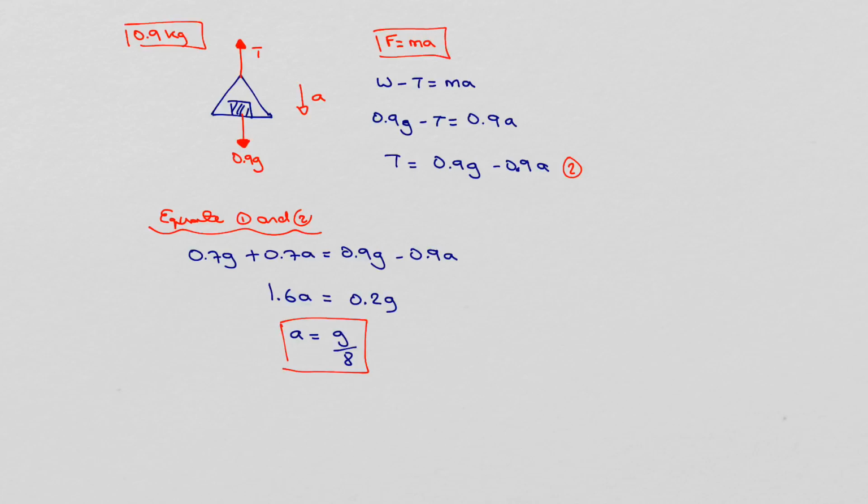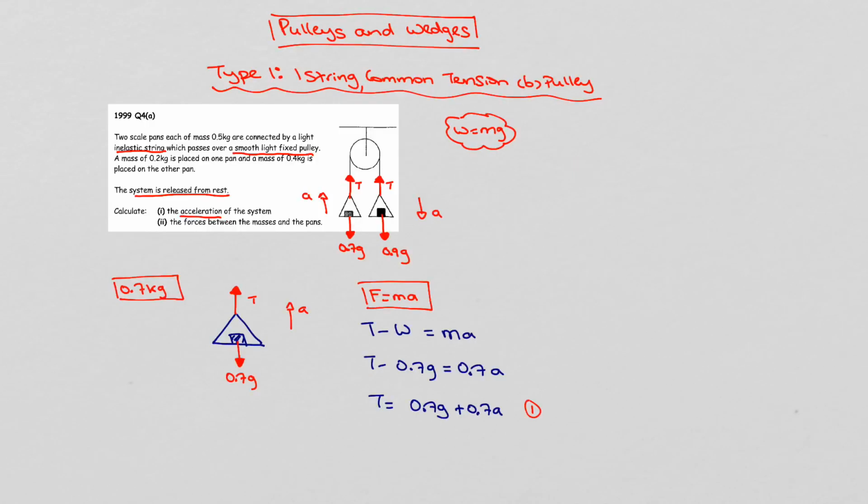Now that's going to allow me to find my tensions, but I don't need to find the tension in this question because I'm not asked for it. I'd only need to find the tension if it's going to be relevant for the next part of the question. But the next part of the question is looking for the forces between the masses and the pan. So let's look at the 0.2 kilogram mass first of all.